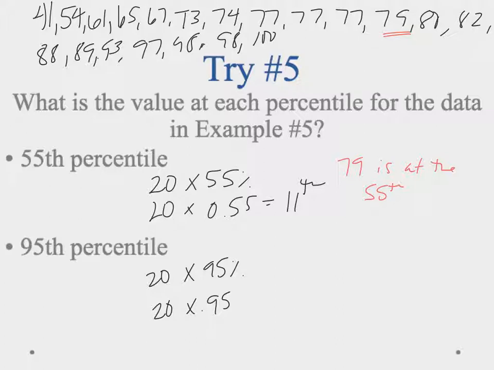All right, and then for 95th, again, similar situation, 20 times 95%, or 20 times 0.95. That would be the 19th value. So 1 from the end is 98. So 98 is at the 95th percentile.